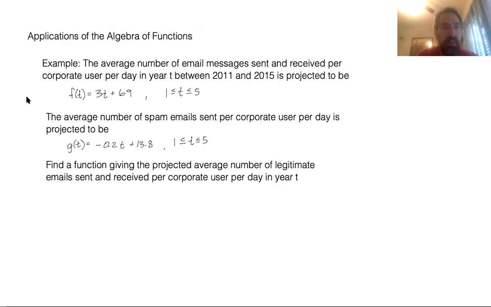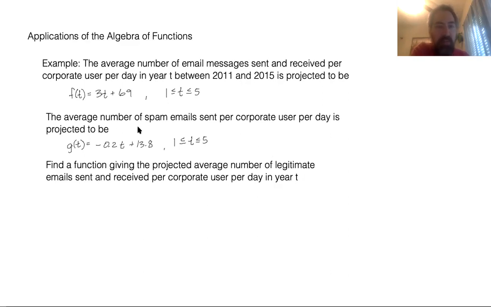Here we'll be able to see some applications of the algebra functions, these operations, whether we're adding, subtracting, multiplying, or dividing two functions. In this example, the average number of email messages sent and received per corporate user per day in year t between 2011 and 2015 is projected to be f of t equals 3t plus 69, where t is between 1 and 5.